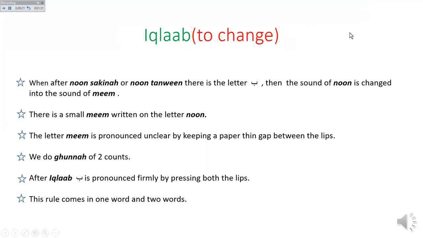How do we know that we have to do Iqlab over here or we have to do Idgham? So when we have to do Iqlab, the first point is that there will be a small meem above the letter Noon. The second point is that after Noon Sakina or Noon Tanween, there always will be the letter Ba.